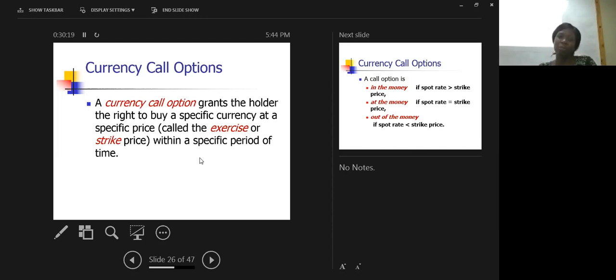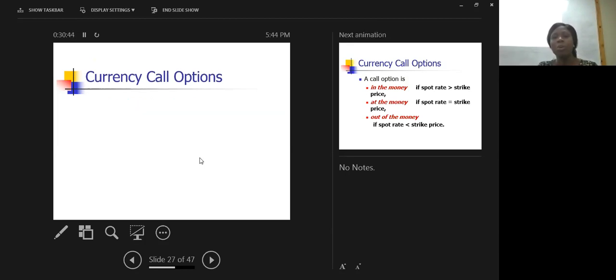A currency call option will grant the holder the right to buy a specific currency at a specified price, the strike, within a specific period of time. If it is a European call, it is on a specific date. If it is Bermuda style, it is on specific dates. If it is American, it is within a specific period of time up to the maturity date. Right?